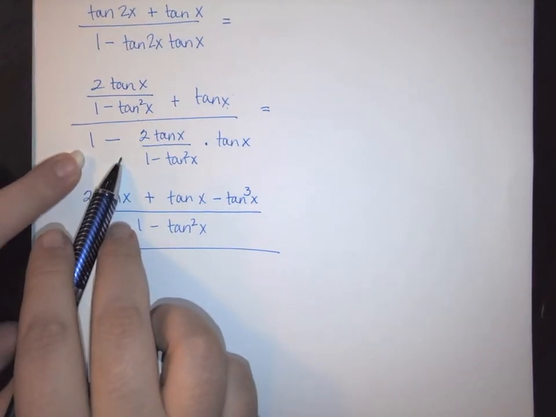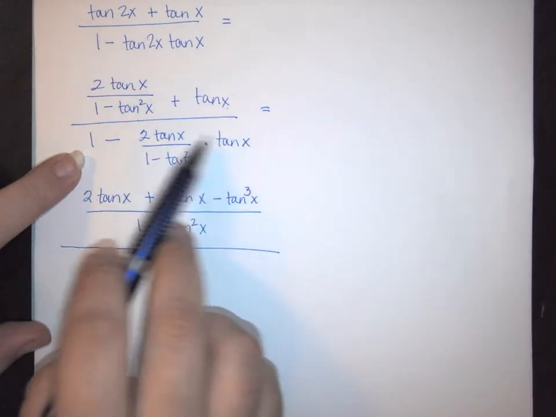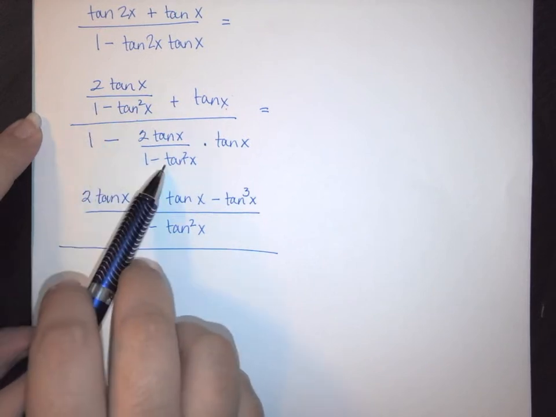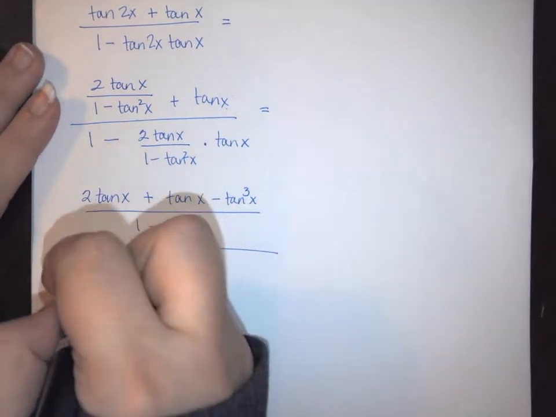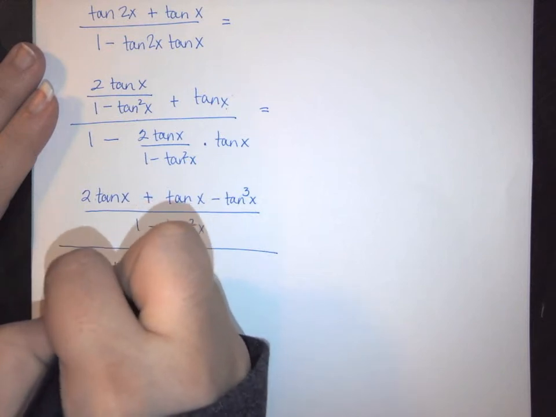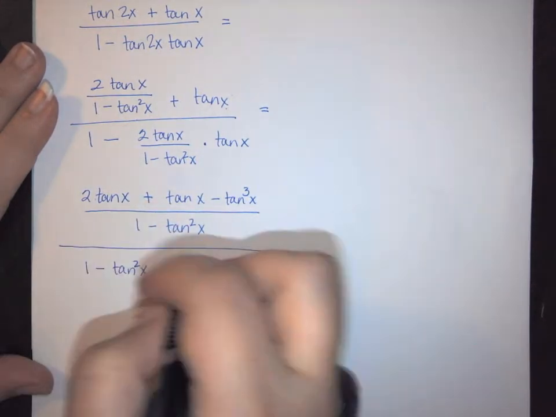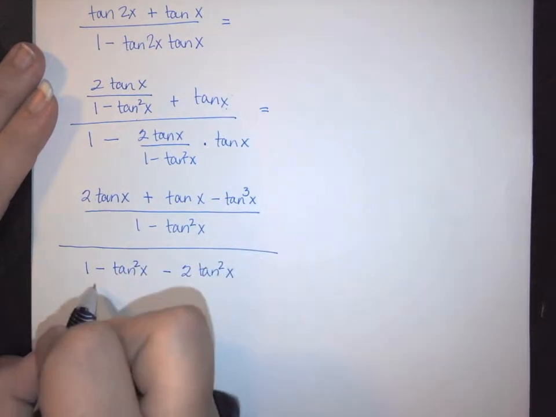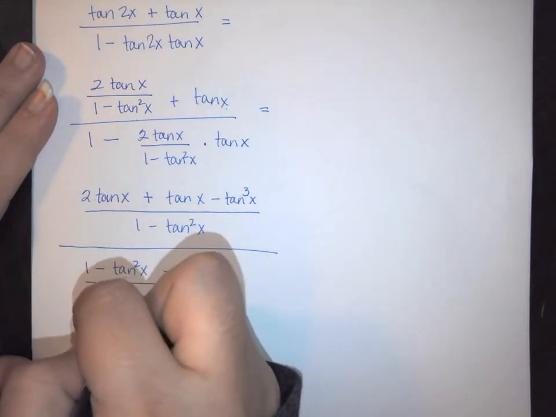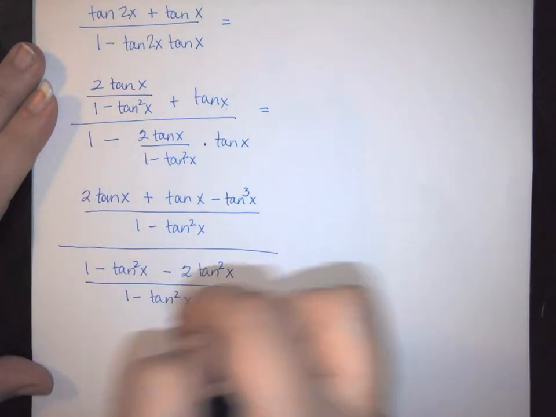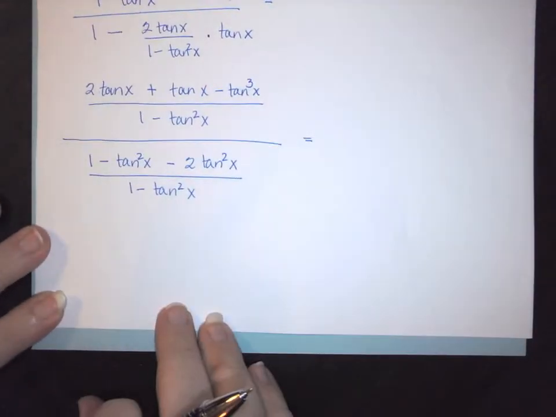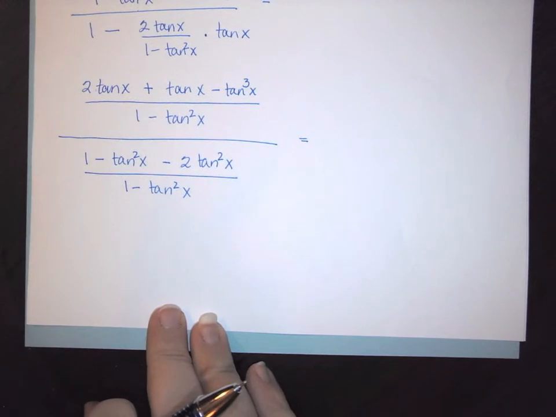So in my denominator, first I have this multiplication, so this is really going to become tangent squared on this side, and then I have to turn this 1 into that denominator. So here I'm going to end with 1 minus the tangent squared of x, and then minus 2 tangent squared of x, and this is going to be over that 1 minus tangent squared of x, and I'm hoping that this thing equals. So right now it looks like I've made a total mess, but in reality I actually haven't done that bad.